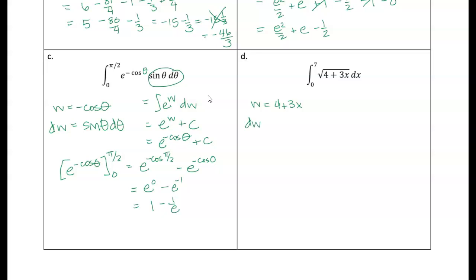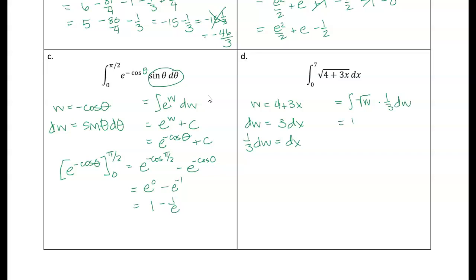So then dw is equal to 3 dx. But I don't have 3 dx, I have just 1 dx. So I'm going to make 1/3 dw equal to dx. And now I'll make my substitution. I get the integral of the square root of w times 1/3 dw.